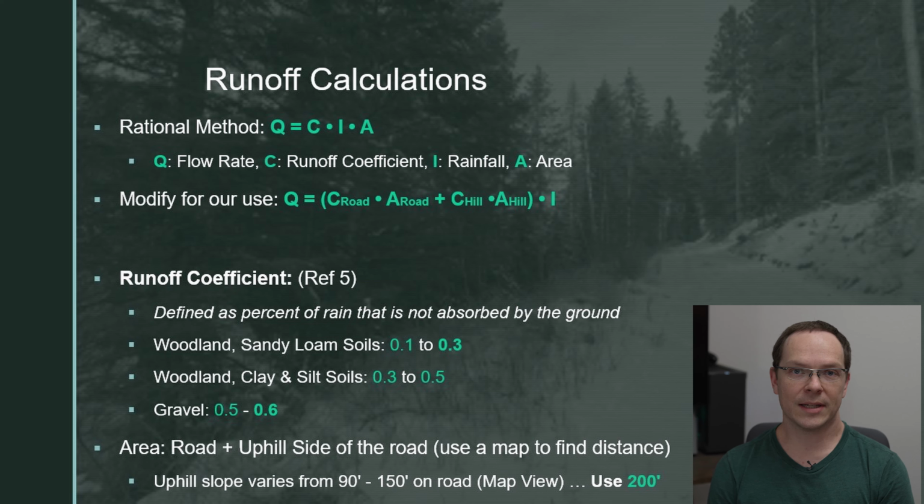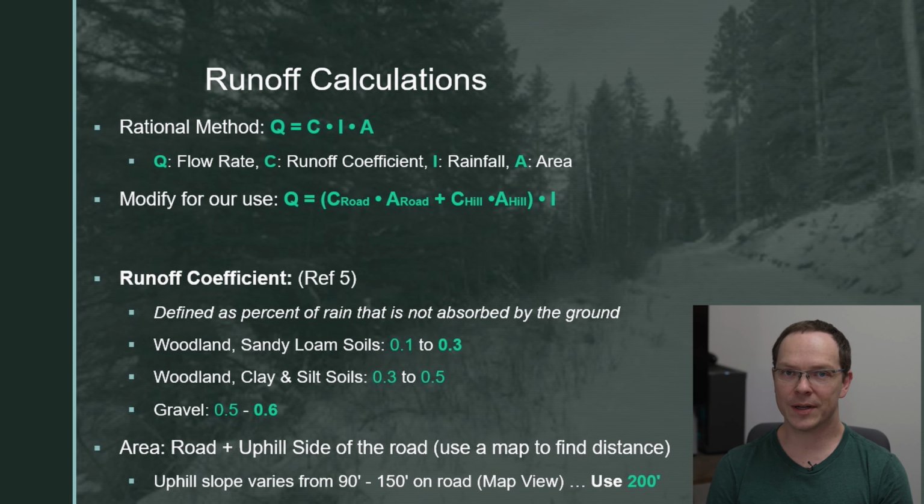We do modify it because I've got the runoff rate for the road and the runoff rate for the hill, and they are different. In reference 5, I give you what the runoff coefficients are, and you can go find these runoff coefficients for all kinds of different soil types and different situations, so you don't have to just use what I've given you here. But for me, woodland sandy soils are between 0.1 and 0.3. Woodland clay and silt soils are 0.3 to 0.5, and then gravel was 0.5 to 0.6.